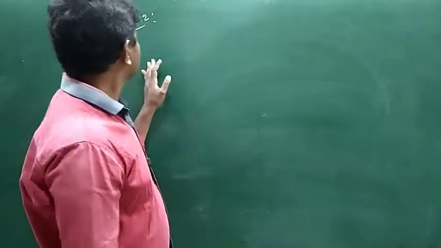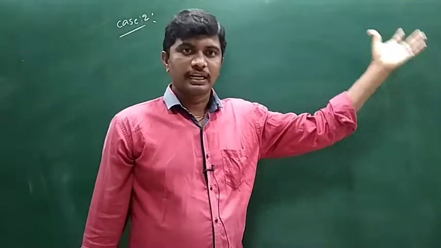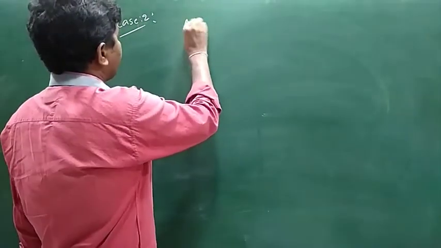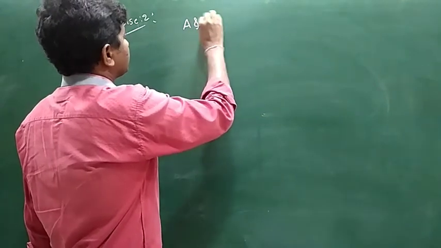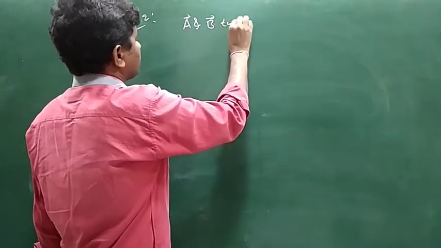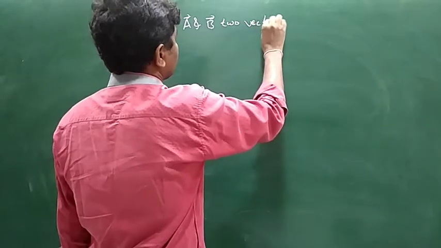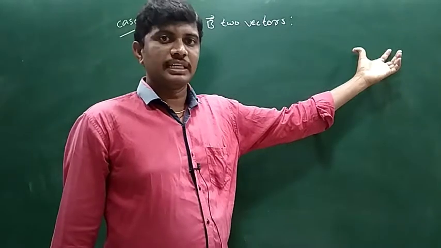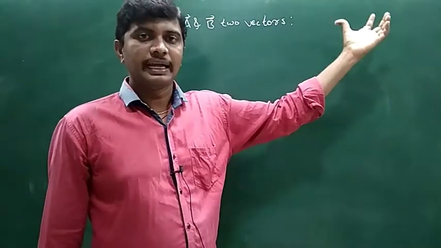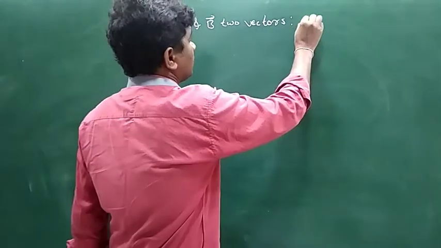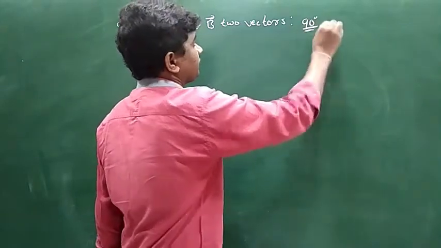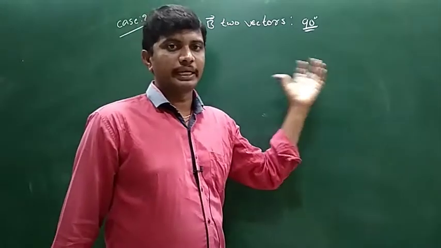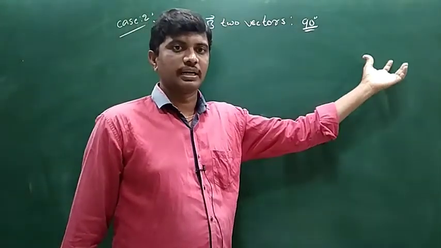The second case is when a and b are two vectors perpendicular to each other. Perpendicular means theta is equal to 90 degrees. Now, first of all, let us find the magnitude of the resultant vector.